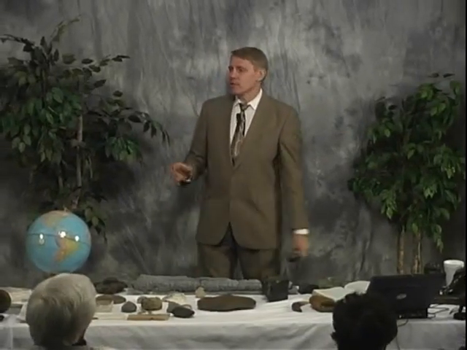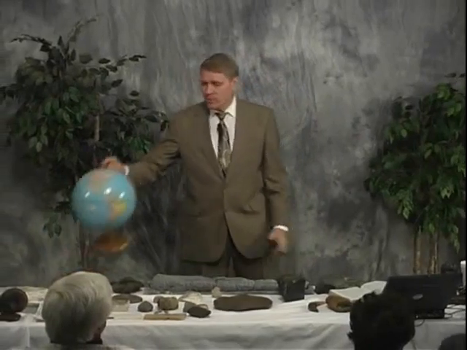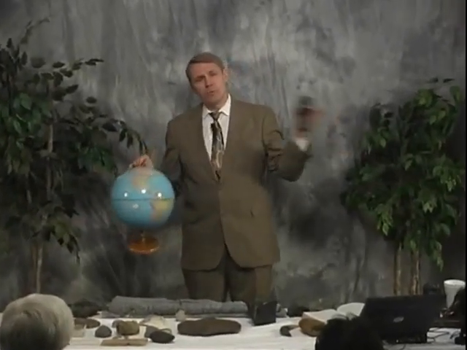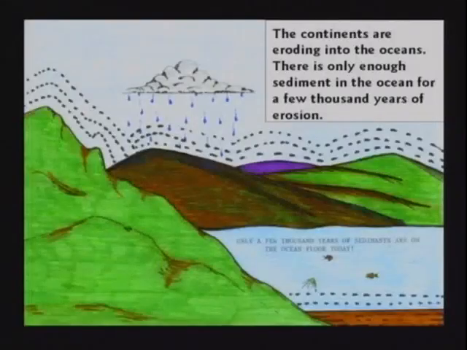The other factor that really is confusing for evolutionists is, when you look at the bottom of the ocean, there's not much sediment down there. All the dirt washes into the oceans. You'd think the oceans would fill up with dirt. But when they check it out, there's only a few thousand years worth of dirt down there. So why don't the oceans have huge layers of really, really deep sediment?